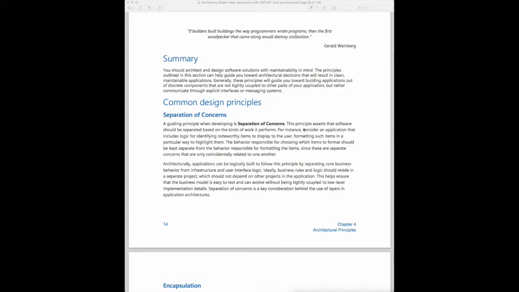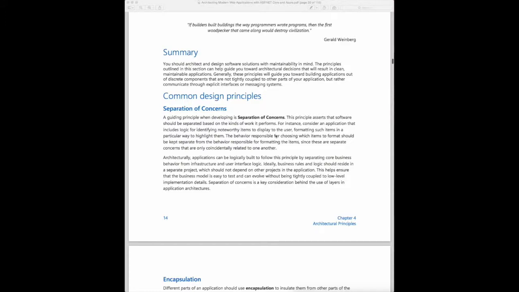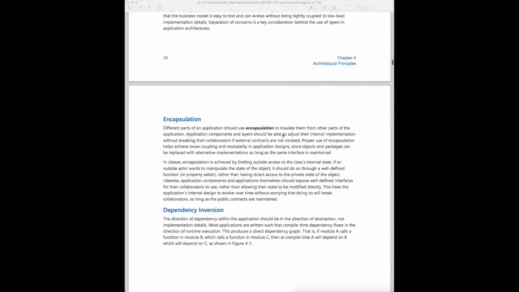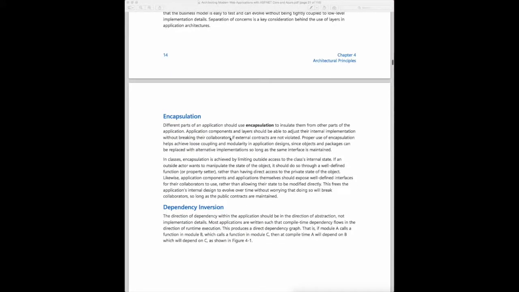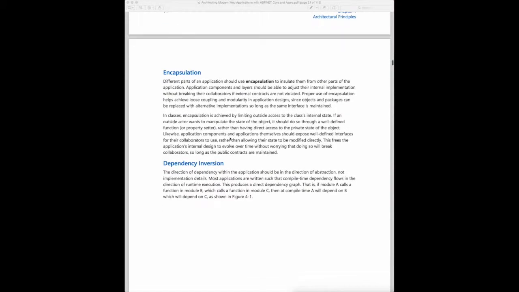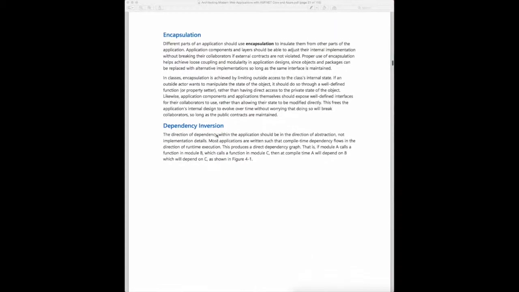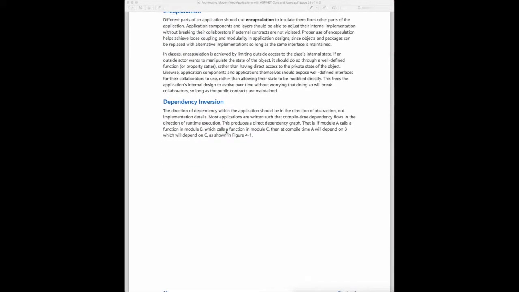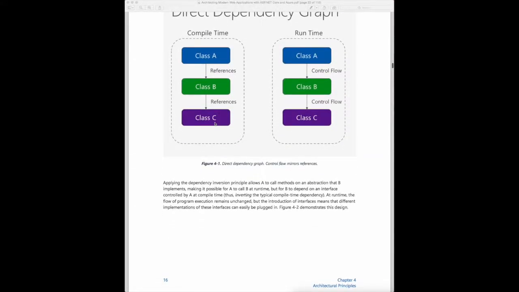So what are the common good design principles? Separation of concerns: your business logic should be separate, and your data logic should be separate. Encapsulation is when a component hides its complexity from its client; the client just knows how to calculate some logic without knowing the details. Dependency inversion, it's very nice. Microsoft has put so much focus on dependency inversion.